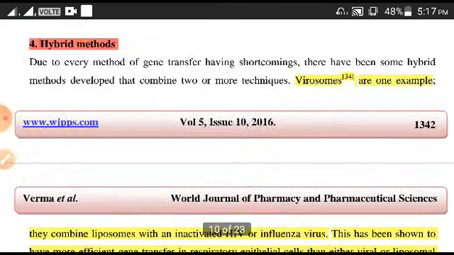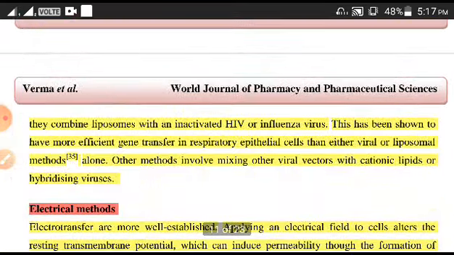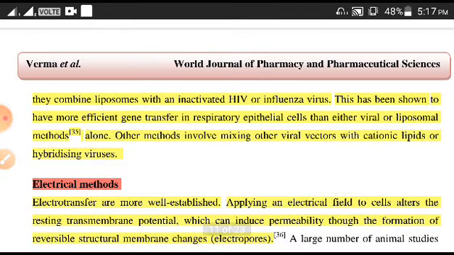So here hybrid methods are utilized, where your delivery system is loaded with, or you can say complexed with, the viruses, and viruses have a convenient method to enter into the cells, so they utilize their own method and get in by using the liposomes combined with it.